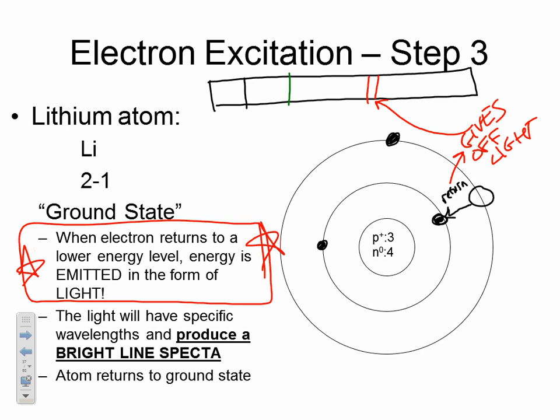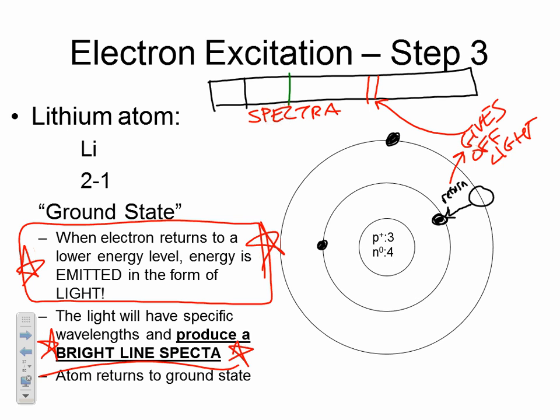And each element will have what's called a bright line spectra, or an atomic spectra, that is actually unique to it. The way that the different electron configurations for each element, the way that they move to excited state and then return to the ground state, the light that they give off, it's unique to every element. So every element has a different pattern of this spectra, this atomic spectra, this bright line spectra that we see.